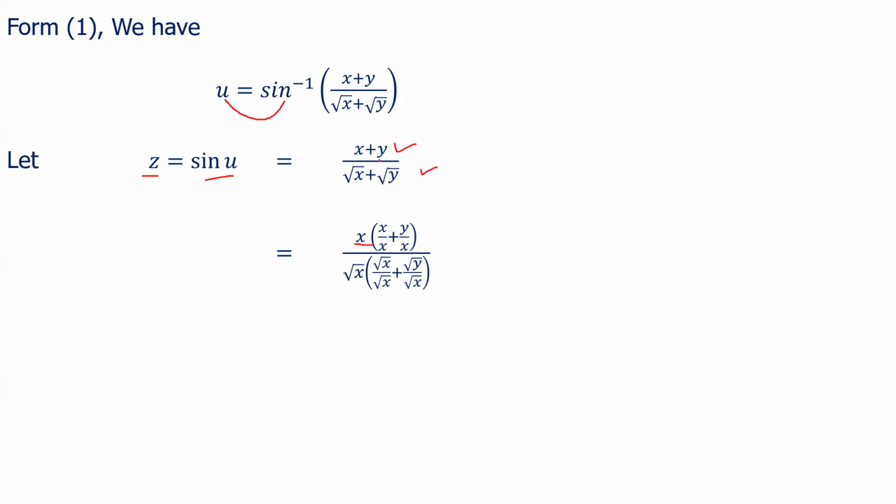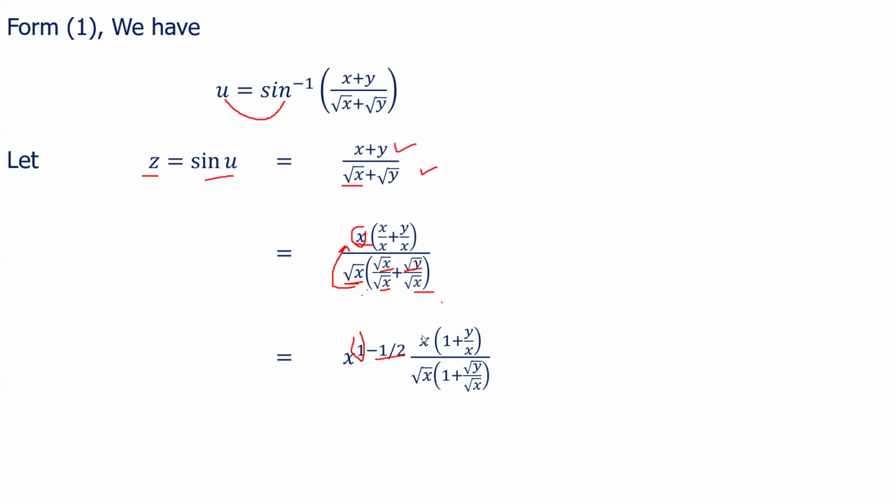So x into (x upon x plus y upon x). Similarly, we can multiply and divide by root x in the denominator, so root x into (root x upon root x plus root y upon root x). Since the power of x is 1 in the numerator, we write x to the power 1. And in the denominator the power of x is 1 by 2, so if we take it into the numerator, its power will become x to the power minus 1 by 2.